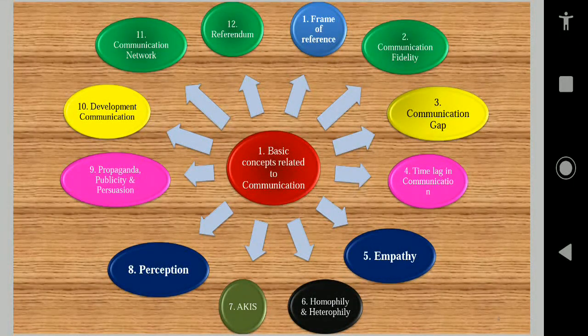Then come to perception. What is perception? According to Gibson, 1959, he defined perception as the process by which an individual maintains contact with the environment. Another definition, given by Collard, Blackwell and Angel in 1970, is that perception is a process whereby an individual receives stimuli through the various senses and interprets them. Various senses means eyes, nose, touch, taste; we have five senses.